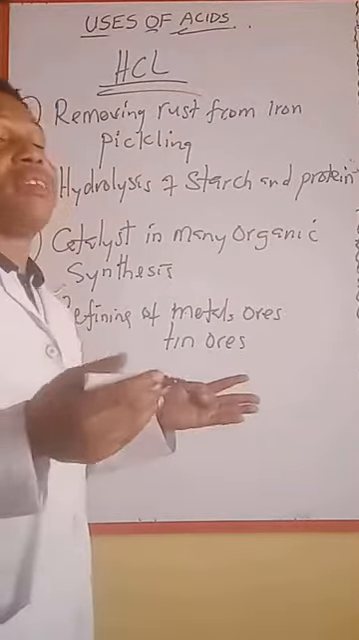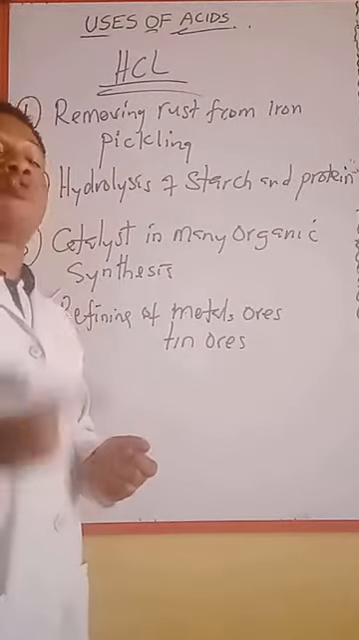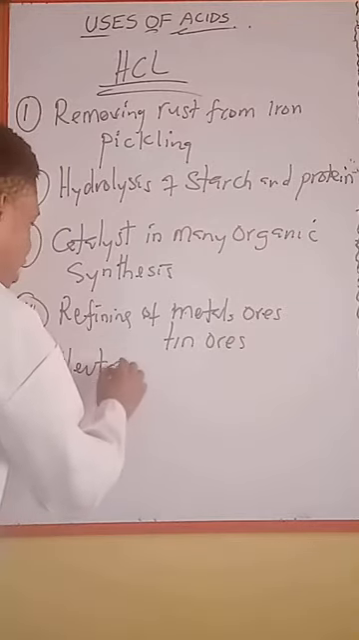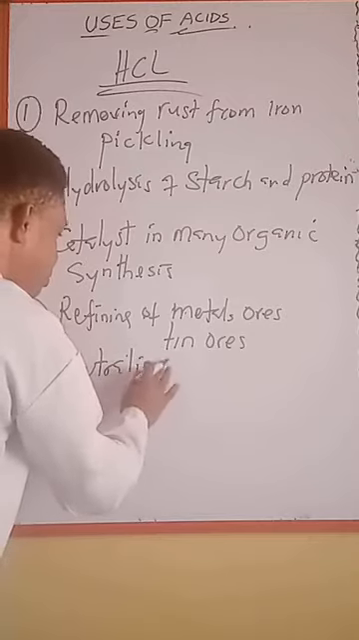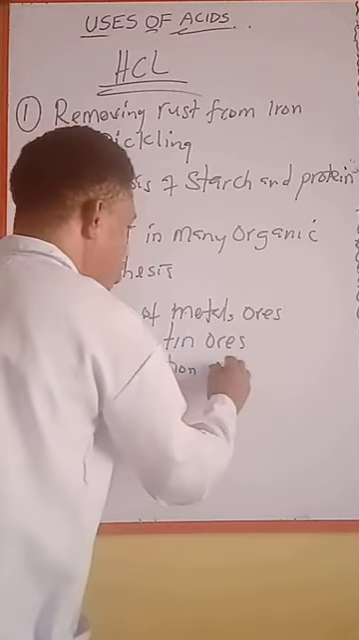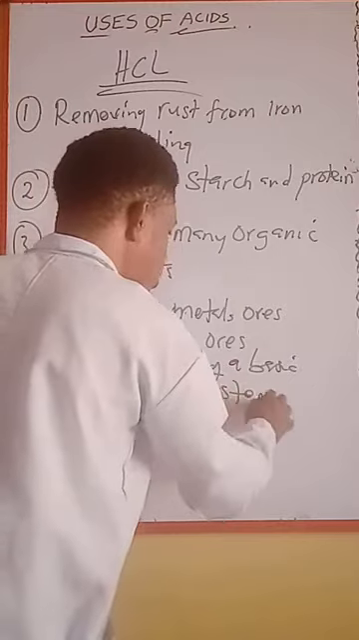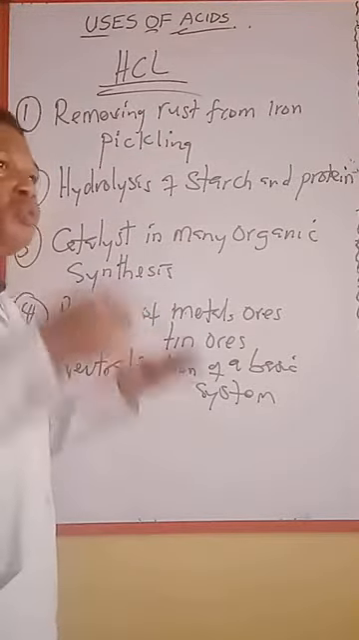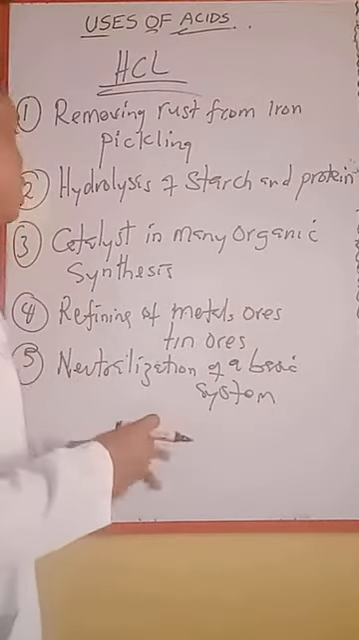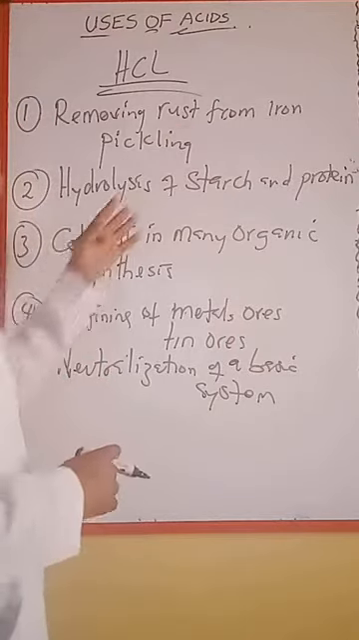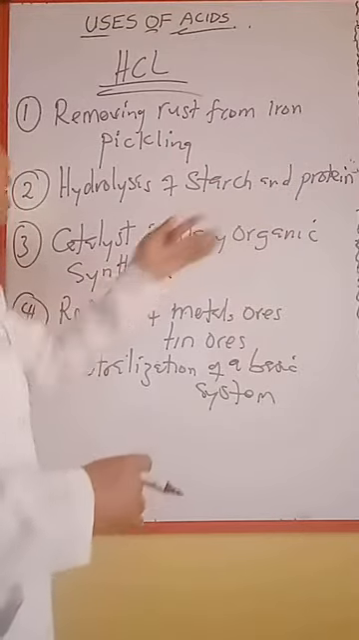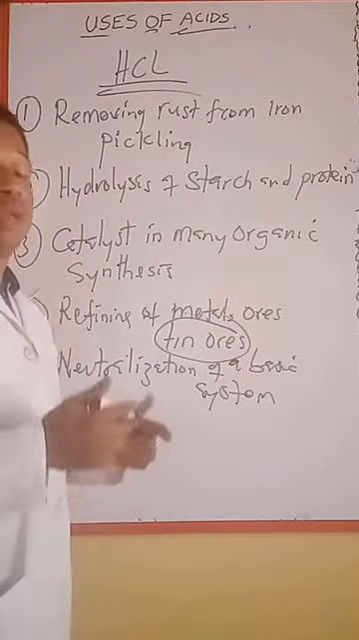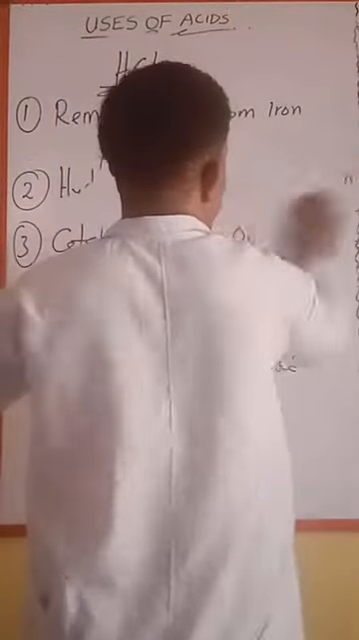Also, we can use it to neutralize a basic system. Of course, you know it's an acid, and the work of an acid is to neutralize the base. When acid meets base, the properties of the acid are lost and the properties of the base are lost, and you have a new compound called salt and water. So the uses of HCl: to remove rust, in hydrolysis of starch and protein, as catalyst in many organic synthesis, refining of metal ores, a typical example being tin ores, and neutralization of a basic system. These are the uses of hydrochloric acid.